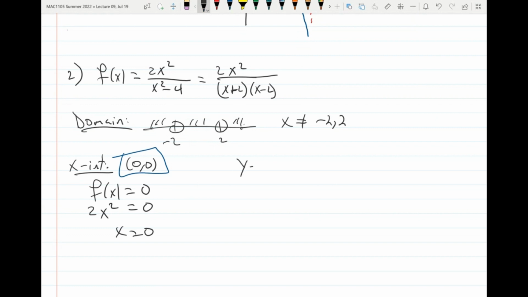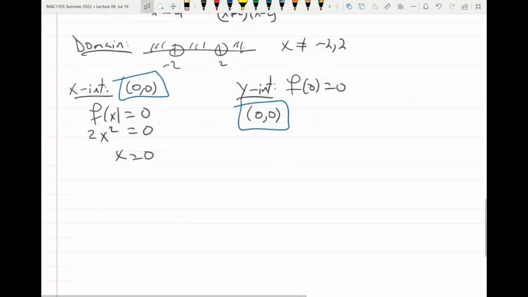Okay. Do we have any y-intercept? 0. 0, 0. So the point 0, 0, which is the same that we found, is both x and y intercept. Of course, that's the only point that's both on the x and y axis. Okay. All right. We have our intercepts.